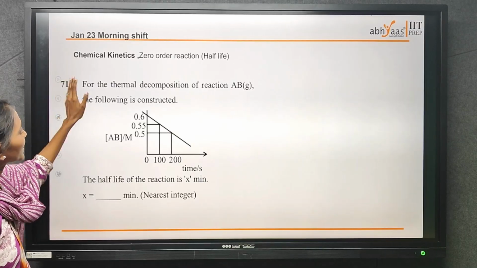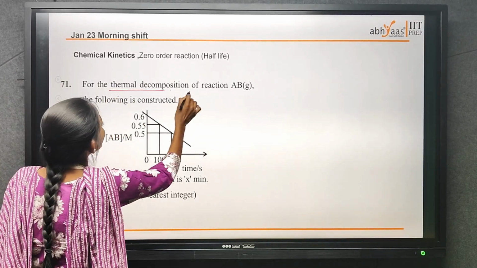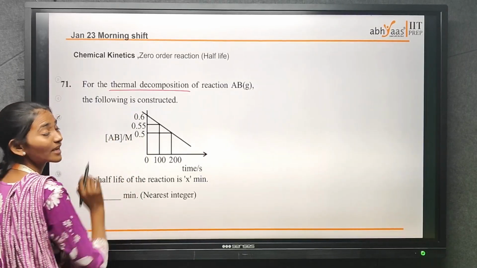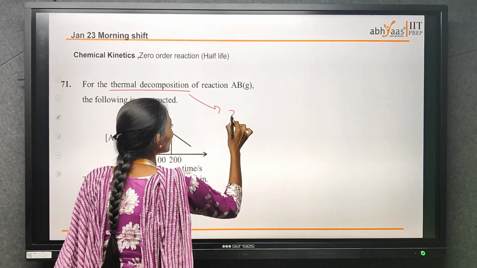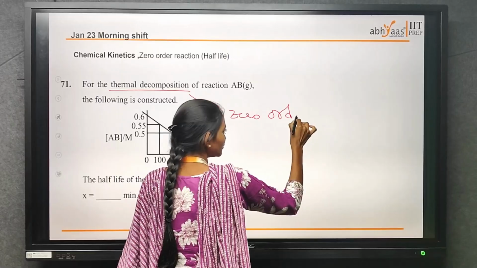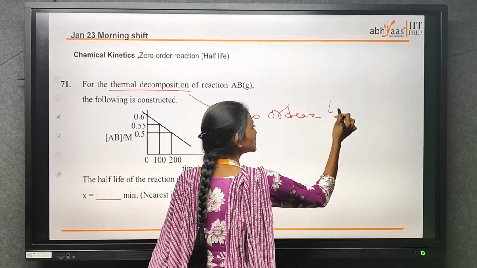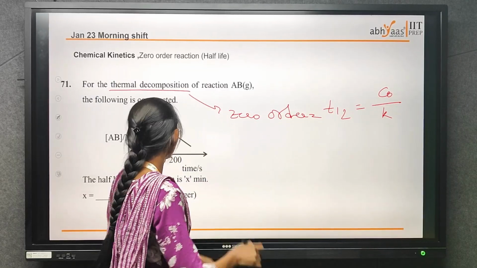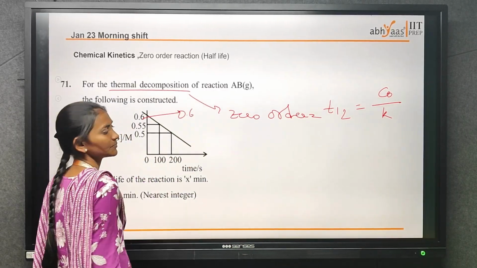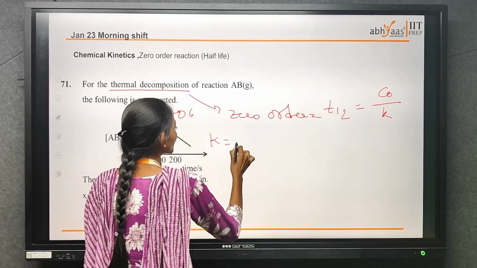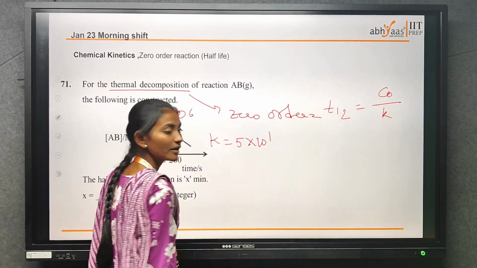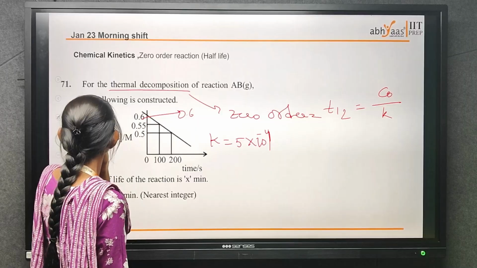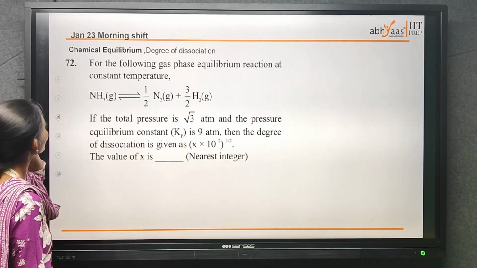Moving on to the next question, from chemical kinetics. See, for thermal decomposition of a reaction AB, the following is given. Thermal decomposition, it is zero order. You need to write zero order. Then what happens for t half is equal to a naught by 2K. So the initial concentration is your 0.6. And what is K? K is equal to 5 into 10 to the power 1. You'll get your answer. Right? Very easy one.